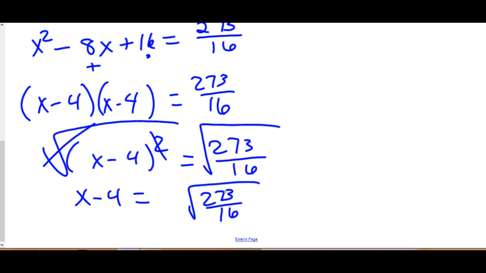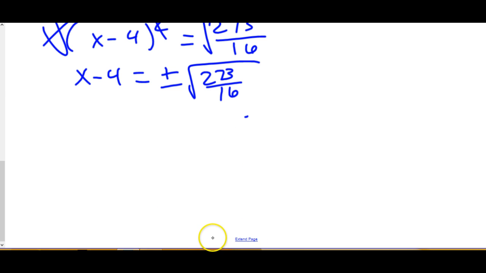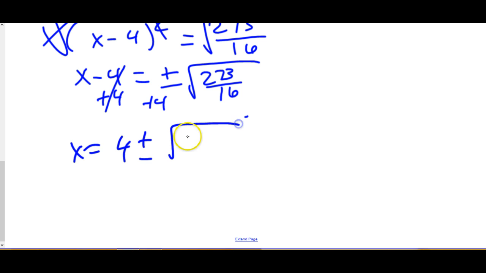Then we should check and see if that fraction reduces at all, which I don't think it will. It does not. Also, we use plus or minus since we're working with an equation, and we square rooted. Now we do the opposite at the end and add 4. So we get 4 plus or minus the square root of 273 over 16.